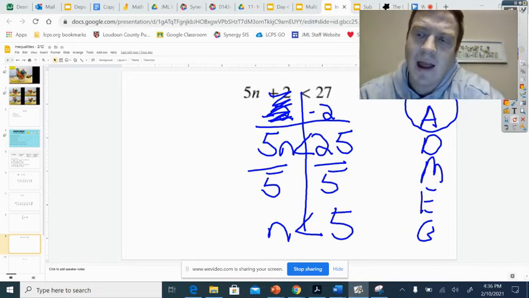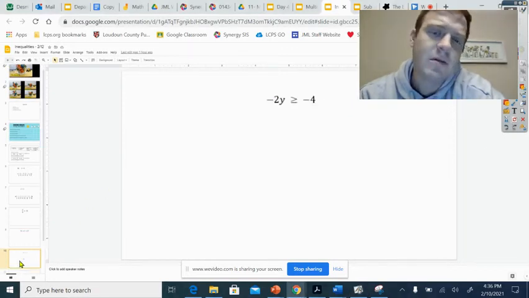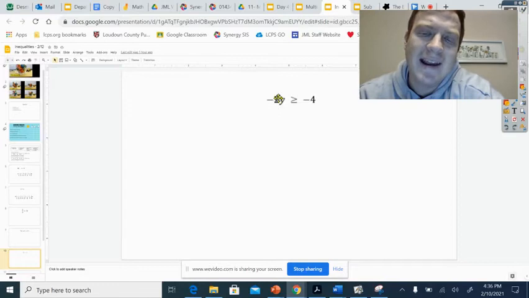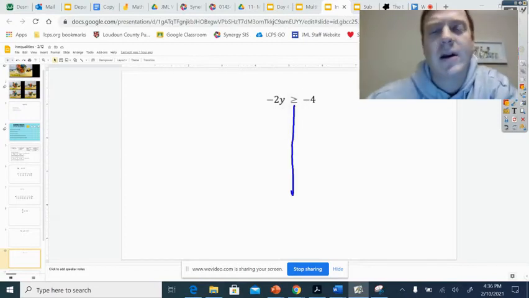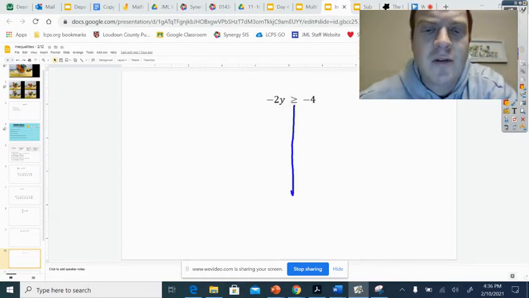The next problem we're going to look at deals with one of those problems where you have a negative that you're going to have to multiply to both sides or divide to both sides. So let's look at how we'd solve this. Once again, you put your bar down. Remember, whatever we do to one side, we're going to do to the other.